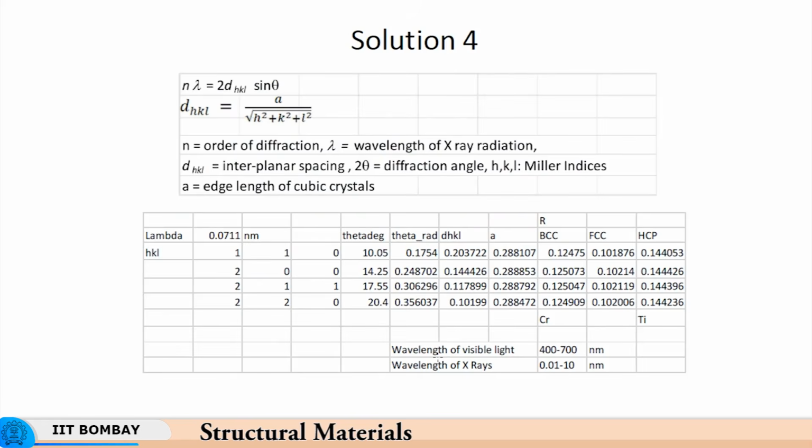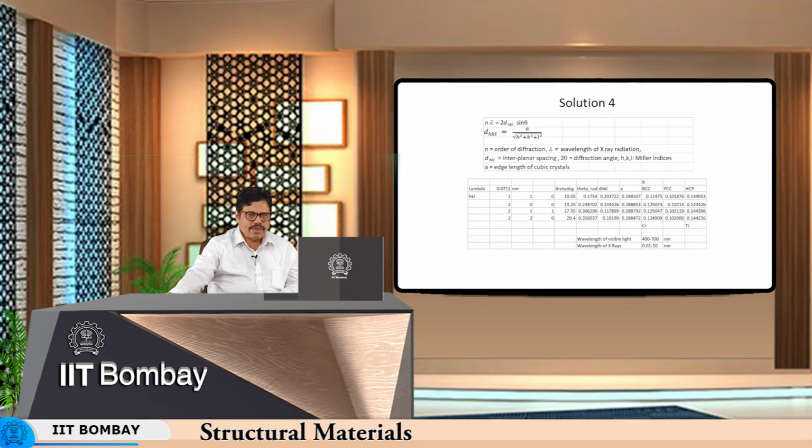Once you get the interplanar spacing for different planes, then since you know the HKL, you will get the interatomic spacing, or basically the lattice parameter a. Based on that we will be able to find out which material it could possibly be. So, having been given 0.0711 nanometers as the wavelength and theta as the angle of diffraction, theta converted into radians is given here, and the corresponding interplanar spacings are given for the four planes 110, 200, 211 and 220. So these are the interplanar spacings for these different HKL values.